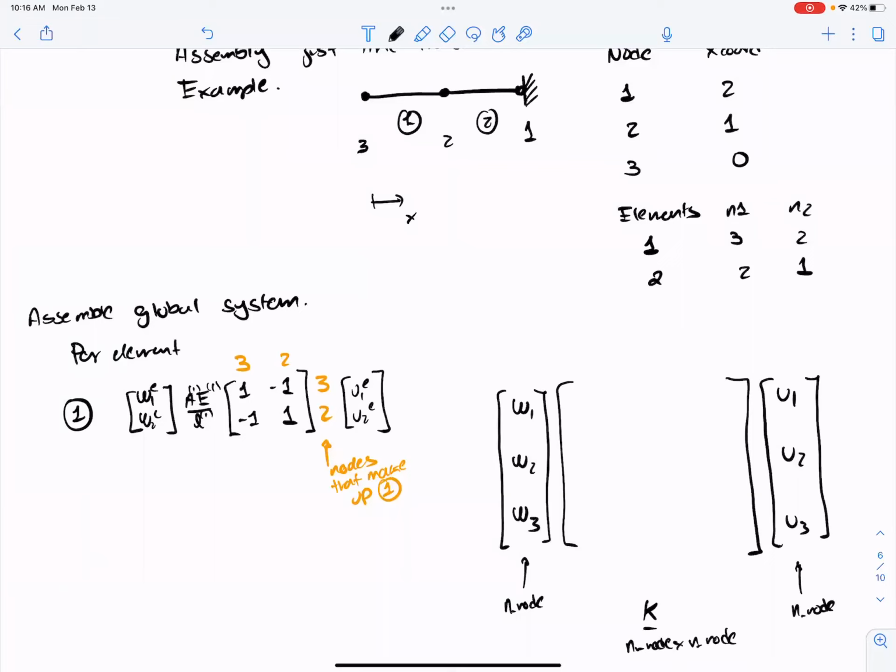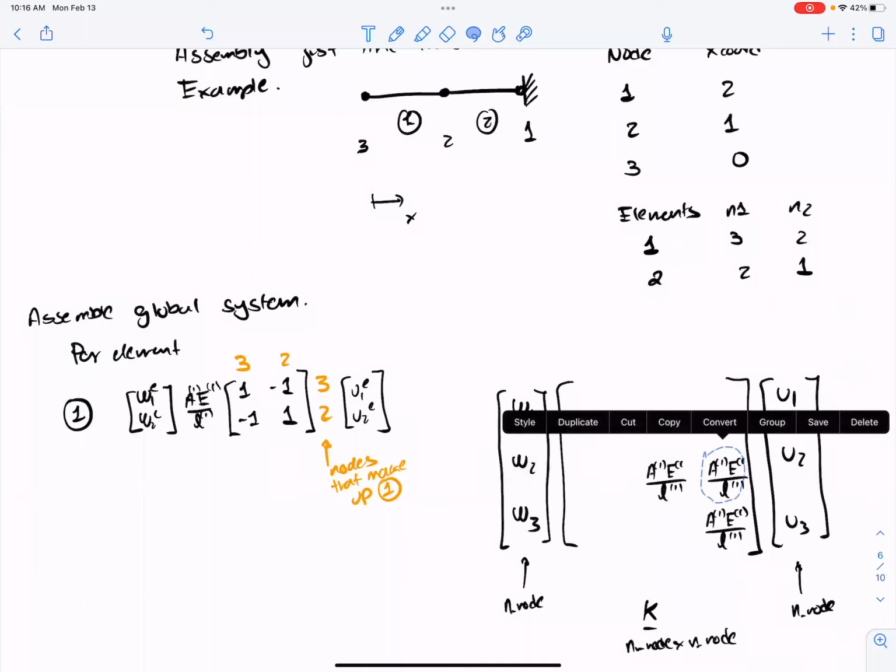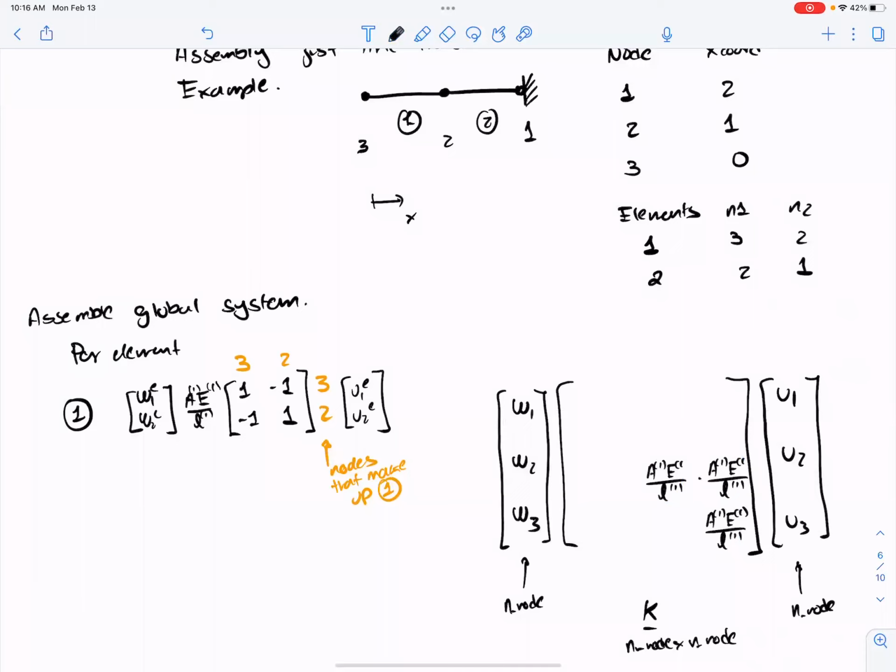And so here, this is the same thing as we did. So this one goes to the 3, 3 entry. So here I'm going to get E1. And it also goes here. And then here it goes the minus. And then here also goes with a minus.